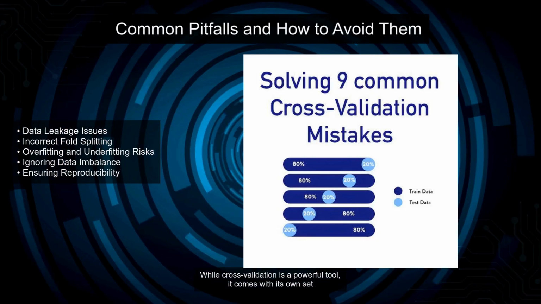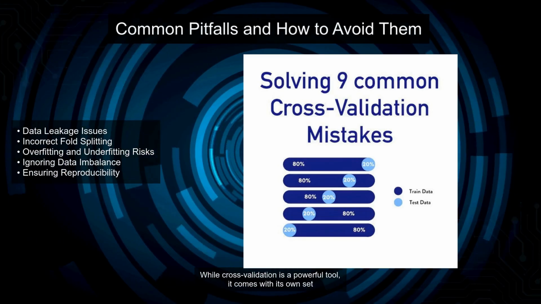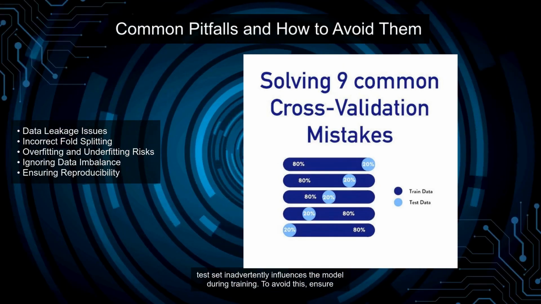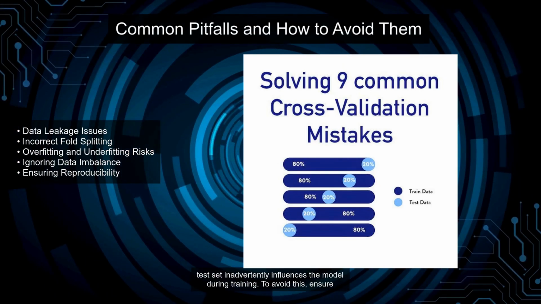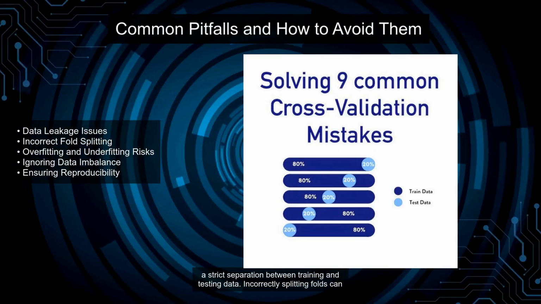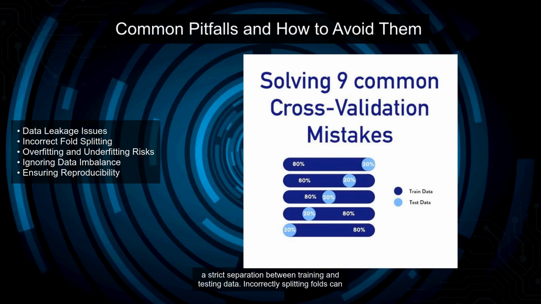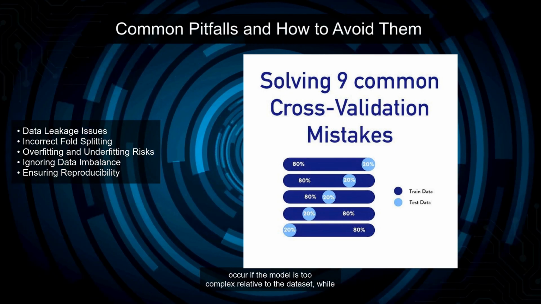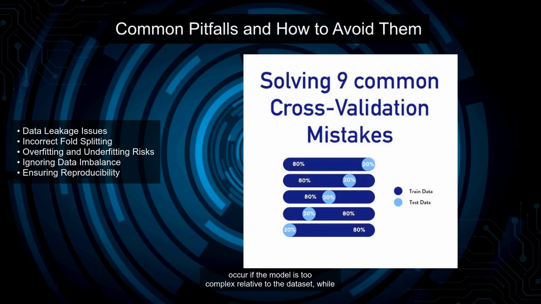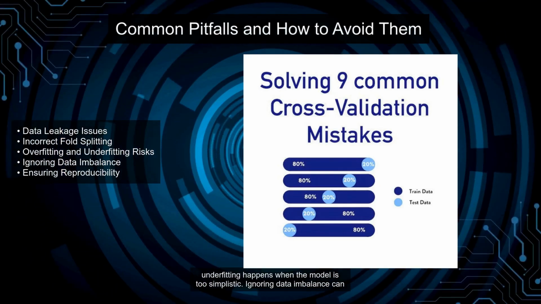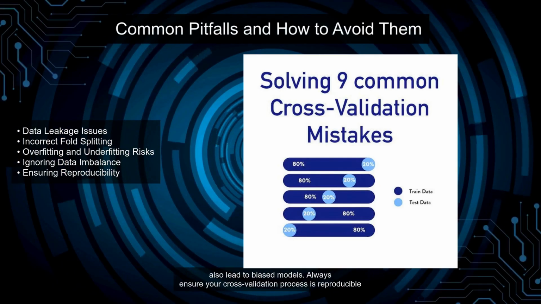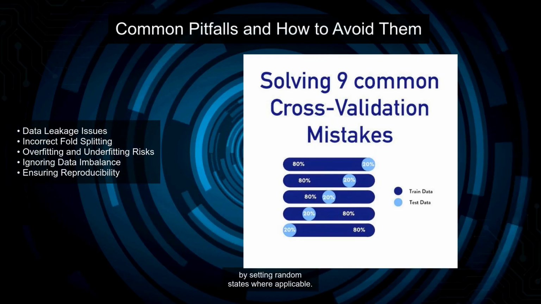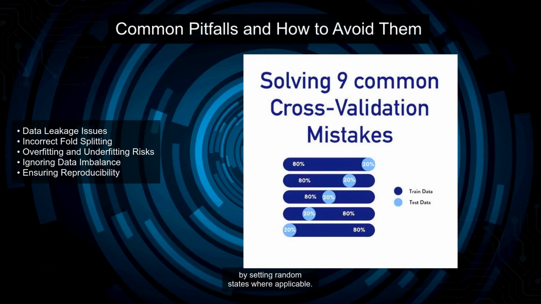While cross-validation is a powerful tool, it comes with its own set of pitfalls. One major issue is data leakage, where information from the test set inadvertently influences the model during training. To avoid this, ensure a strict separation between training and testing data. Incorrectly splitting folds can also skew results, especially if the data isn't shuffled properly. Overfitting can occur if the model is too complex relative to the dataset, while underfitting happens when the model is too simplistic. Ignoring data imbalance can also lead to biased models. Always ensure your cross-validation process is reproducible by setting random states where applicable.